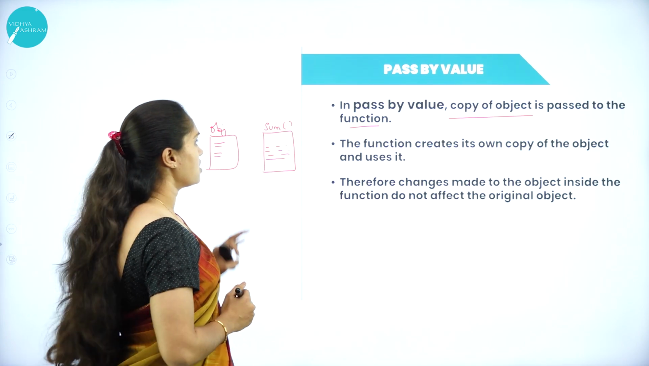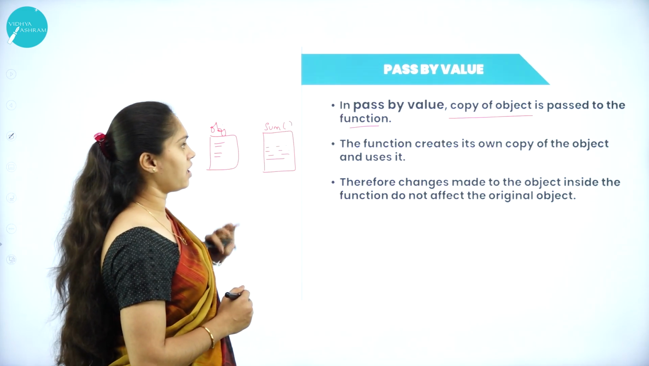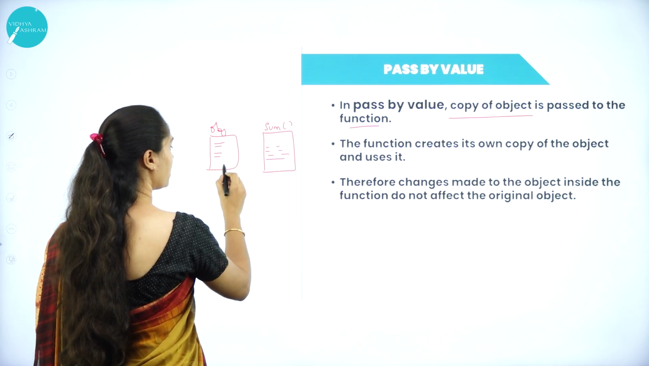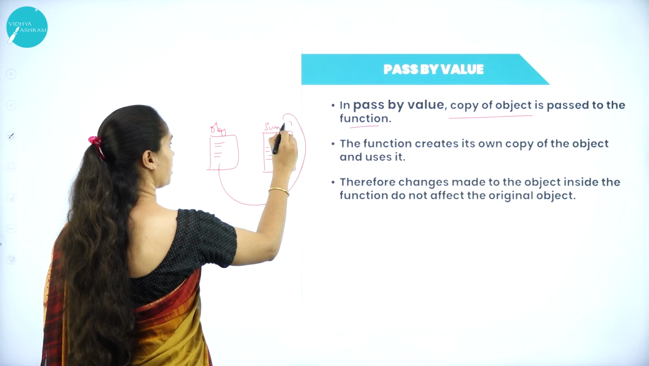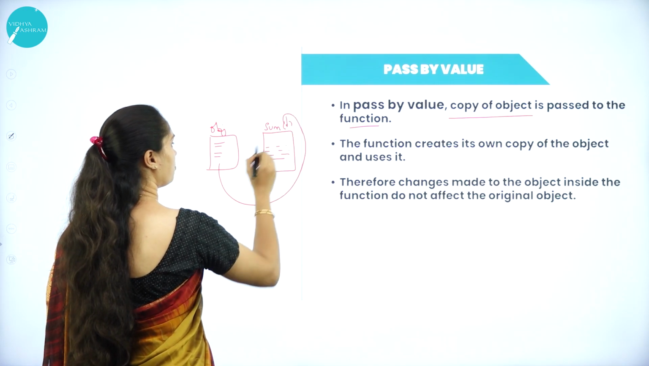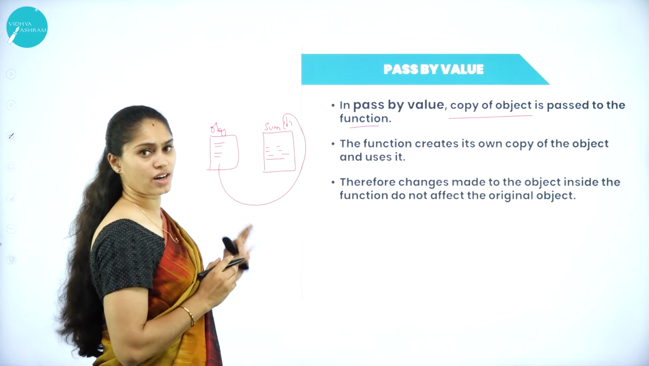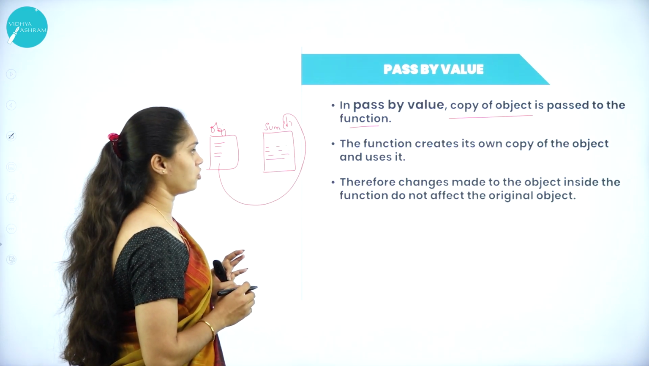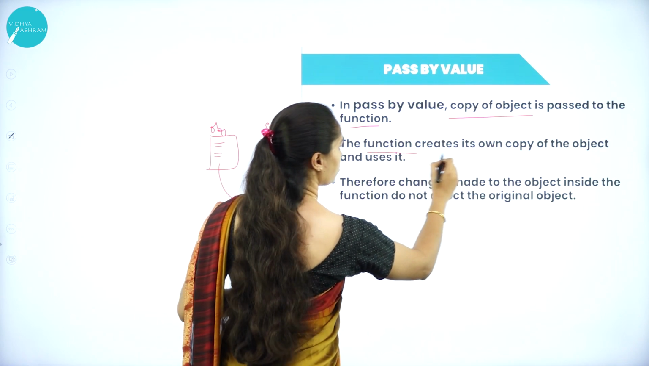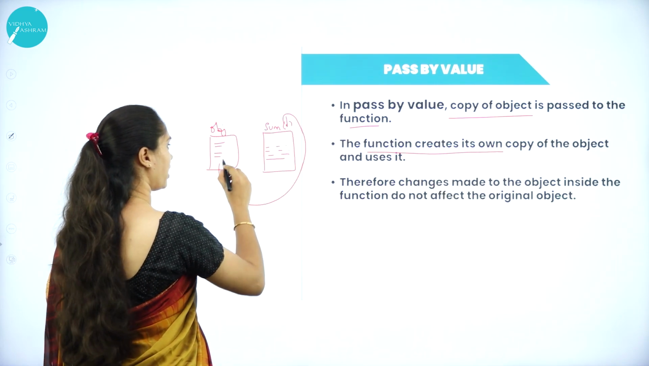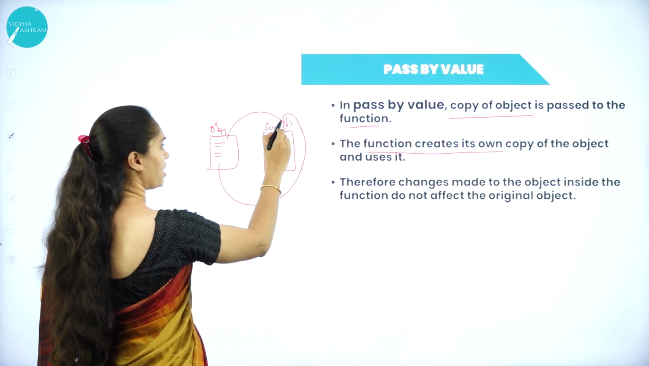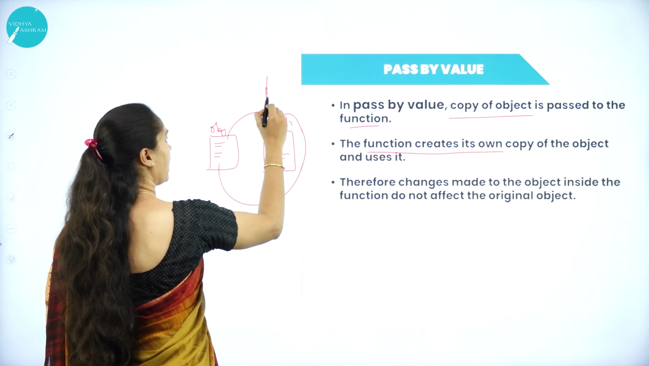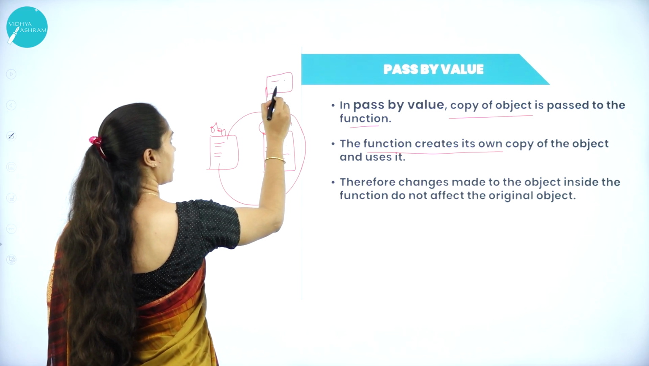Okay, so by using pass by value, I can send a complete copy of this object as the function parameter. I can send a complete object as the function parameter. What will this pass by value do? This function will create its own copy. So when I am sending the object as a parameter, at that time this function will create a copy of this object.